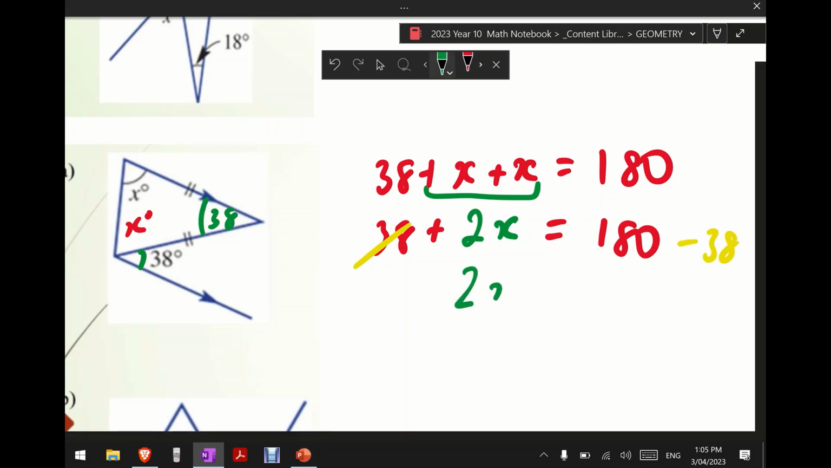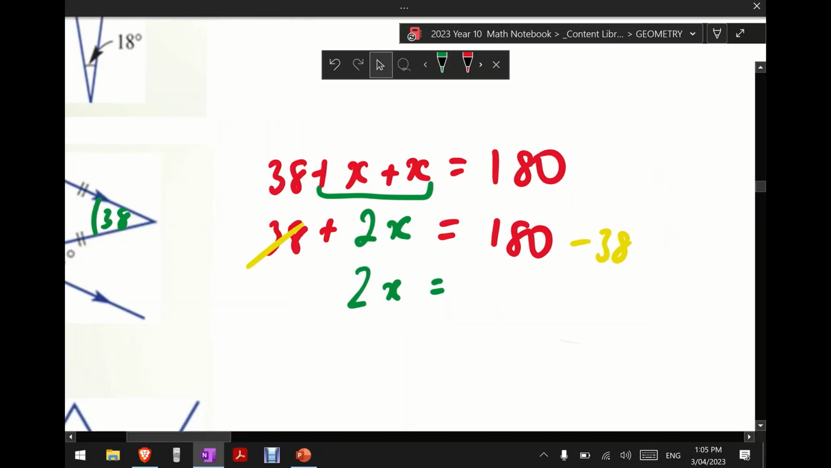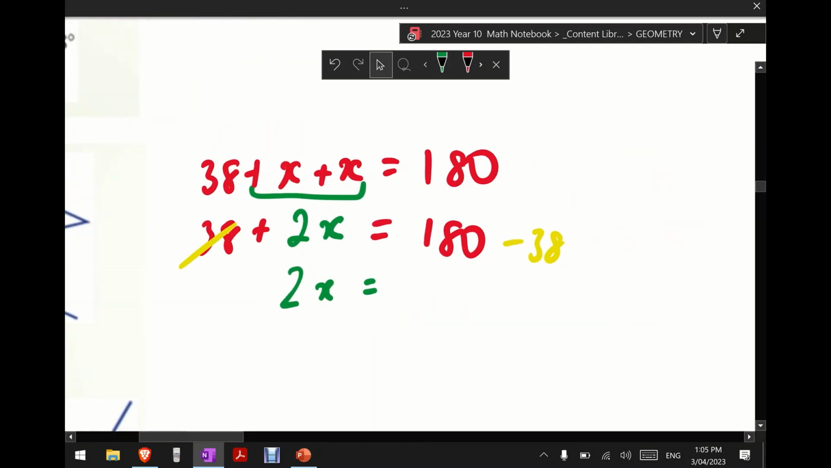Solve this for me though, Donovan. What's 180 take away 38? 142. Good. Okay, so you get 142. Divide that by 2. 71. Good. So where do you get the divide by 2? Well, here it's times by 2. What's the opposite of times? Divide. So here it becomes divide by 2.